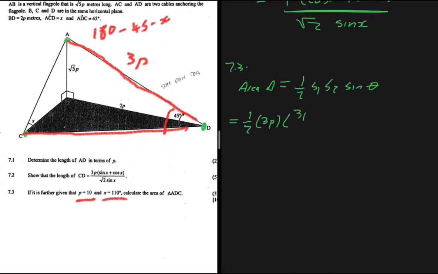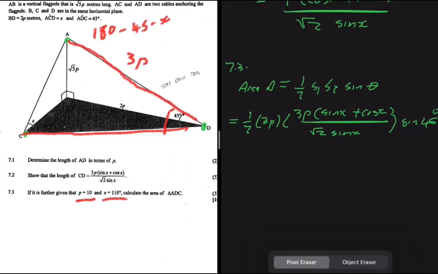So CD is 3p multiplied by sine of x plus cos of x, everything divided by square root of 2 sine of x, and multiply by sine of 45. We know what p is. P is 10, and we know that x is equal to 110. So we can just substitute 10 and 110 there.